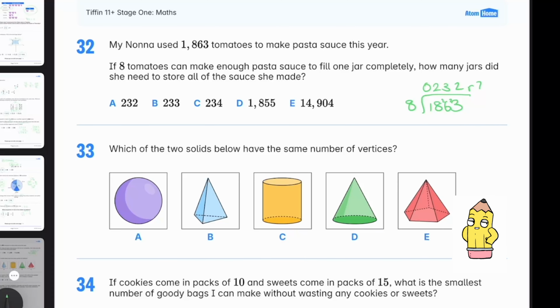So, with this being said, this means Nonna will fill 232 jars completely, but we need another jar for the remaining 7 tomatoes. So it's 233 jars this year. And that's a way to go through your short division.